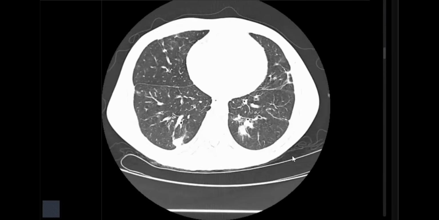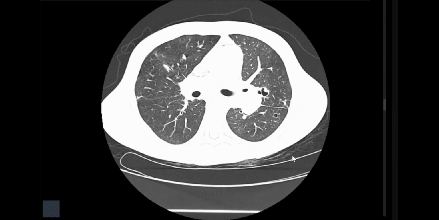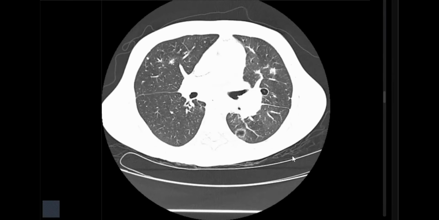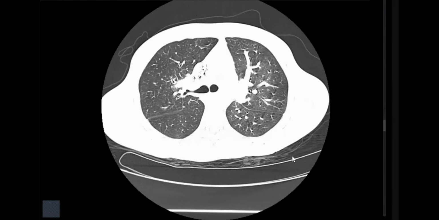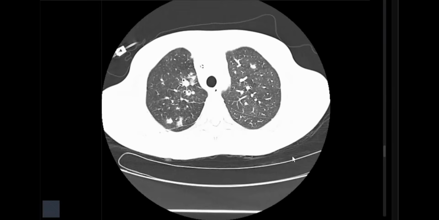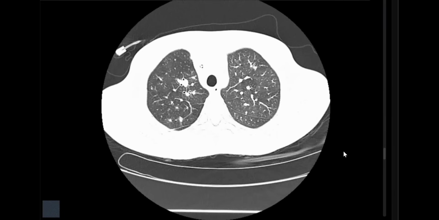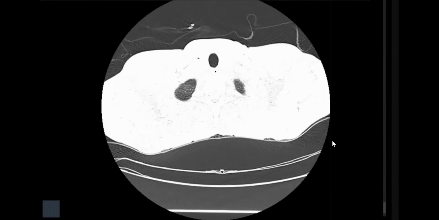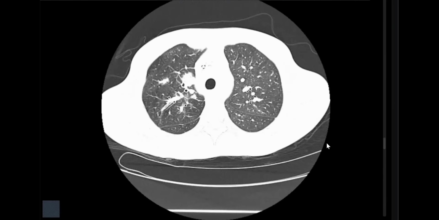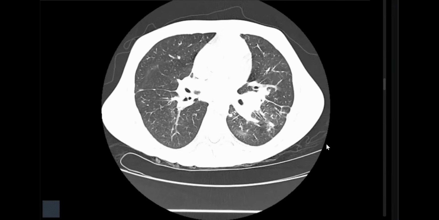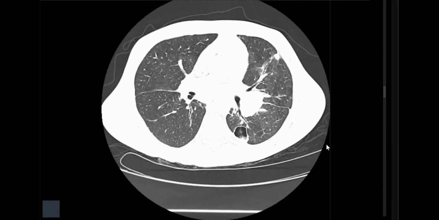Regarding the lung, I can see that there are cavitary lesions within the left lung in multiple lobes. Also, I can see that there are multiple nodules within the right lung. Regarding the combination of the multiple cavitary lesions and pulmonary embolism, this is representing septic emboli or showering emboli.